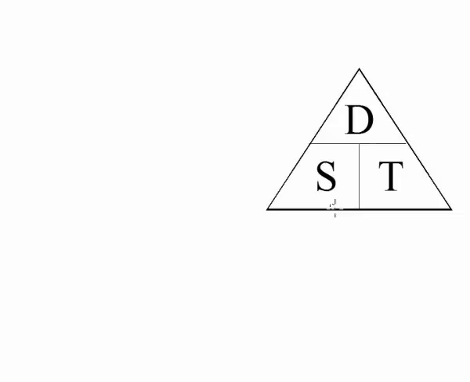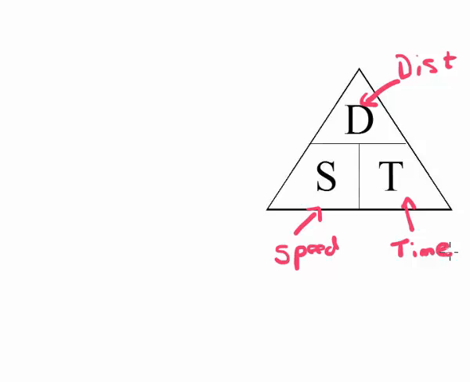I hope that you have seen a triangle that looks like this. Now this triangle basically gives us our three components. This first one is our distance. This one here is our speed. And this block here is our time. It's a useful little summary for being able to get your formulas off it.